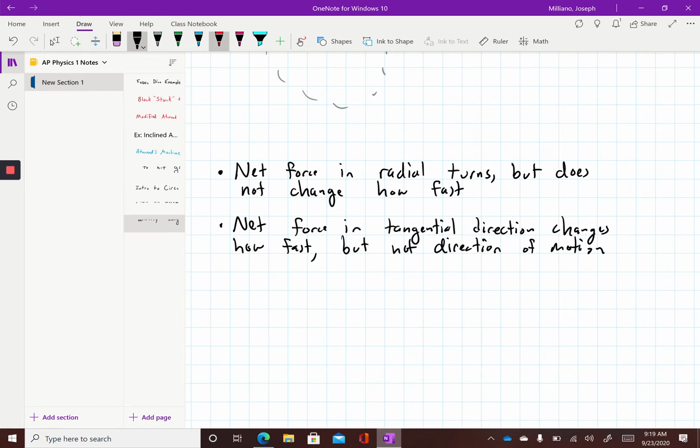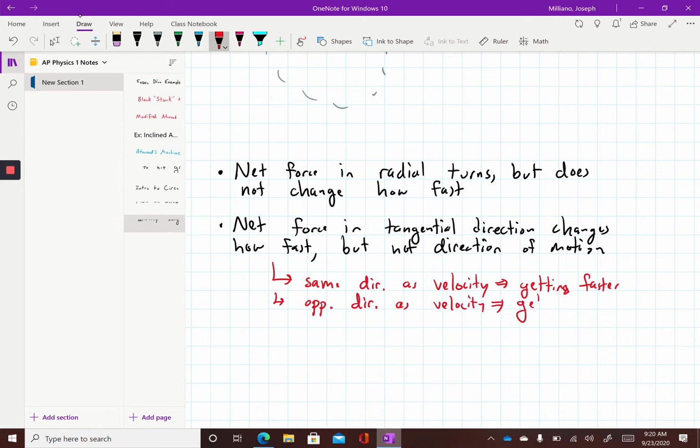And then if this tangential force is in the same direction as velocity, that means you'll be getting faster. This is nothing new. And if your net tangential force is in the opposite direction as velocity, then you'll be getting slower. So it's just an application of what we've already learned, but now we're turning. All right, and that should do it.